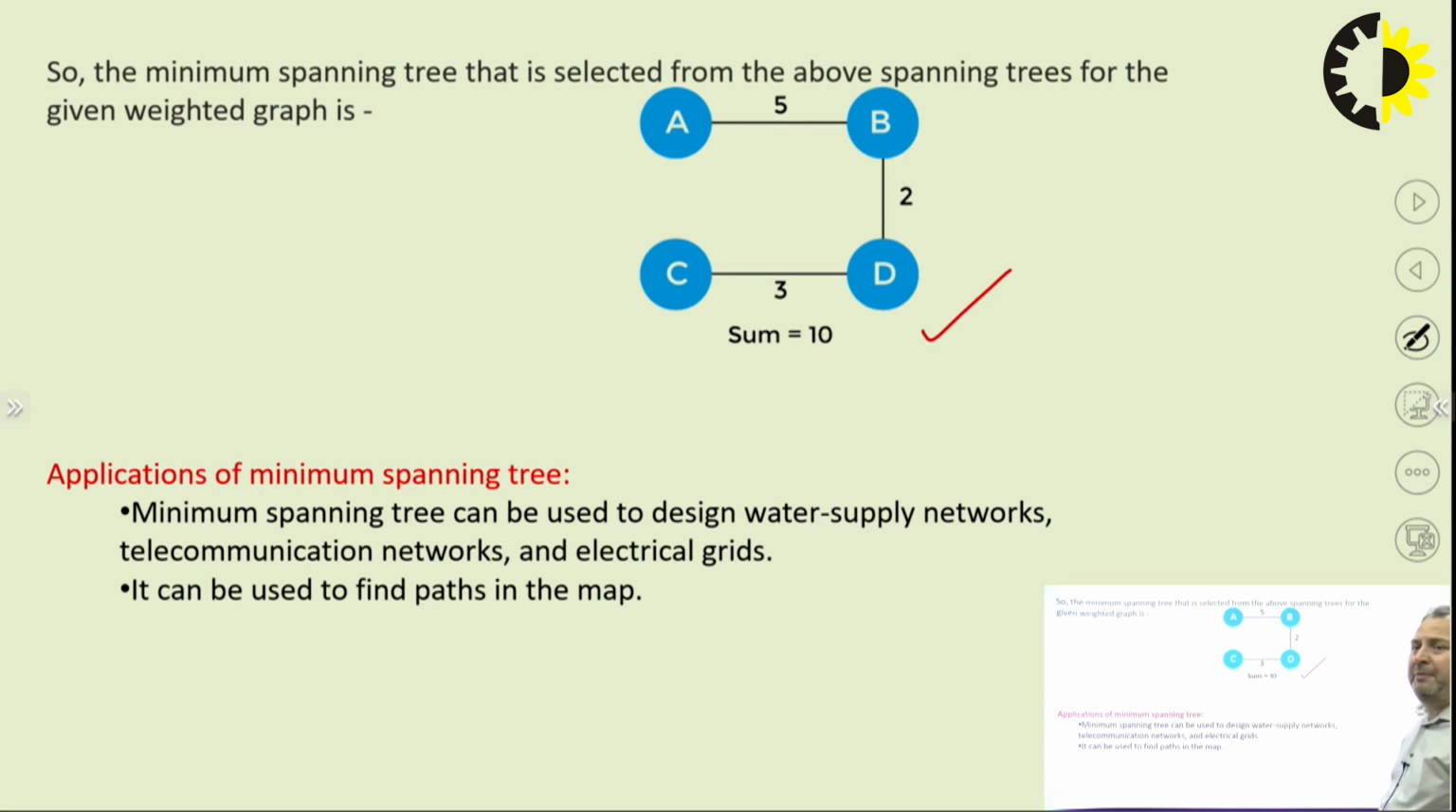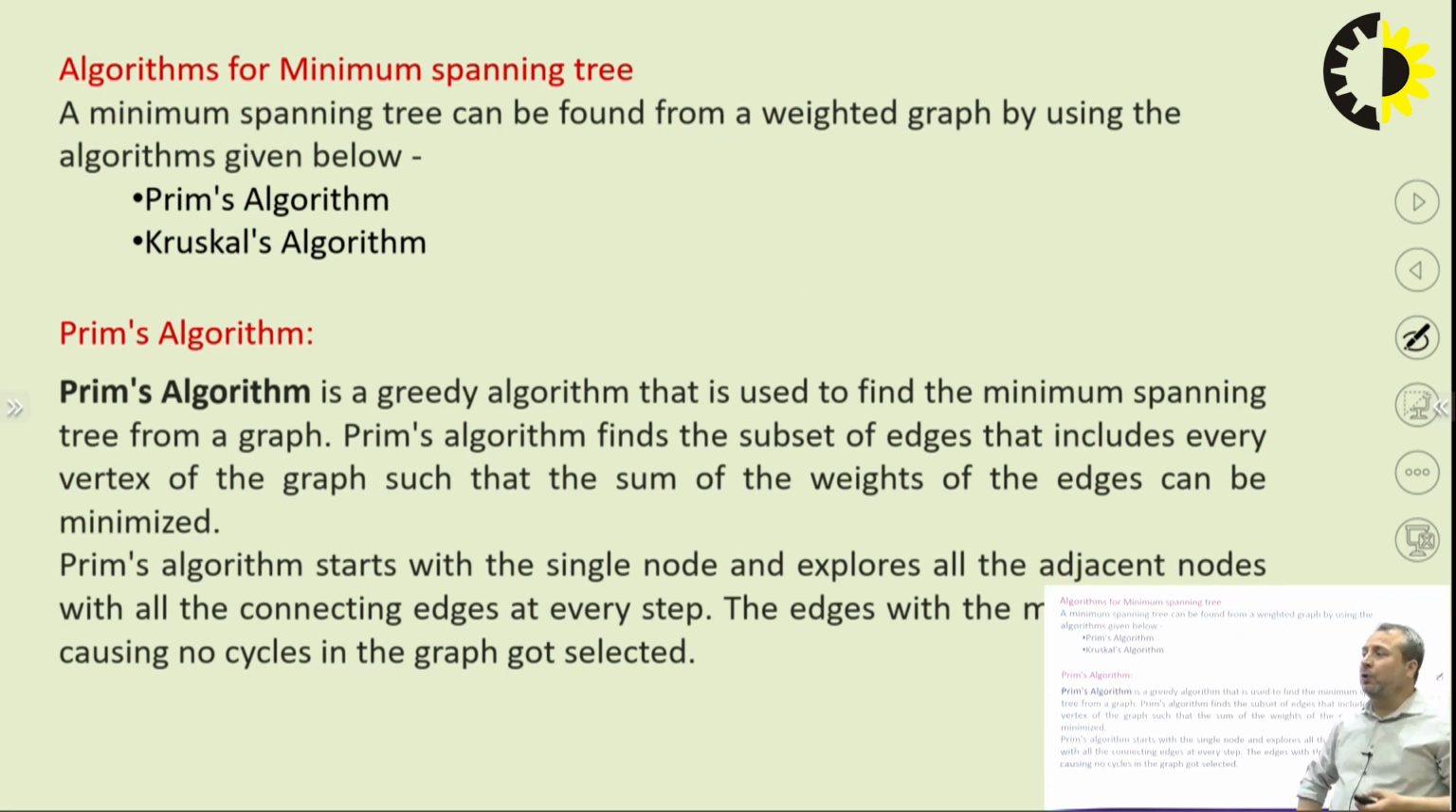These are the applications of the minimum spanning tree. The minimum spanning tree can be used to design a water supply network, and even in computer network routing an MST could be used. It can be used to find paths in maps and so on. There are some standard algorithms to find the minimum spanning tree of a graph. These 2 algorithms are very popular: one is Prim's algorithm and the second one is Kruskal's algorithm.